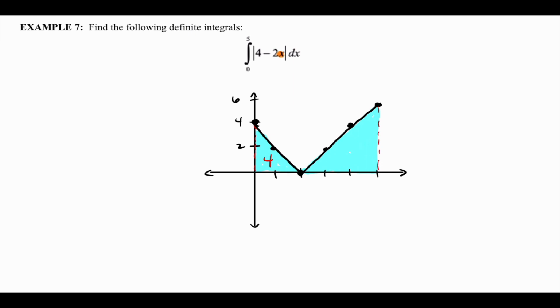Then you have 1, 2, 3 by 6. That's 18 divided by 2 is 9. So area will be 13. Done. Just like you did on the quiz. No difference.